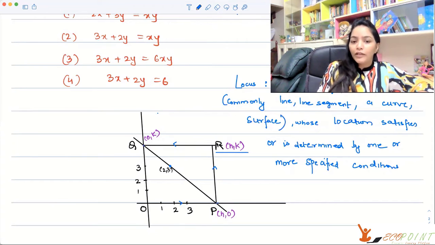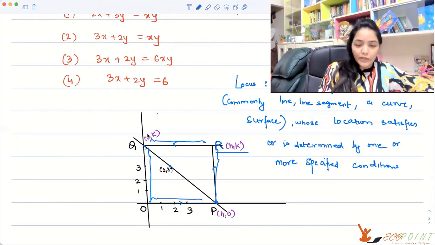Now, if the point R is H, K, it's a rectangle. So the relation is such that this length has to be equal to this length, and this length has to be equal to this length. So P will be H, 0. Of course, it's the x-axis, so Y is 0. H, because it has to be the same as what you have for R. And this point is 0, K.